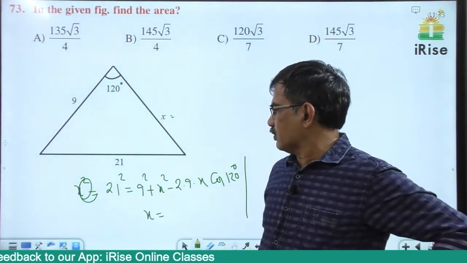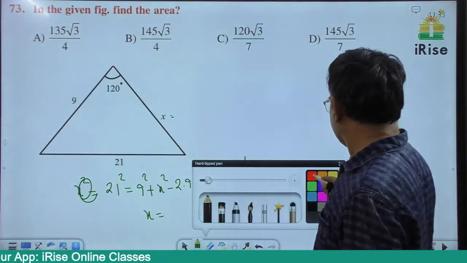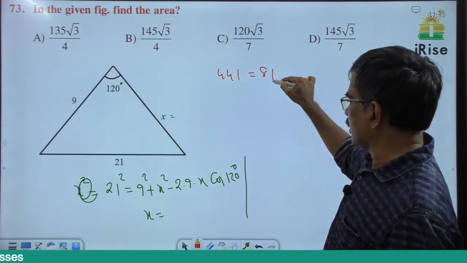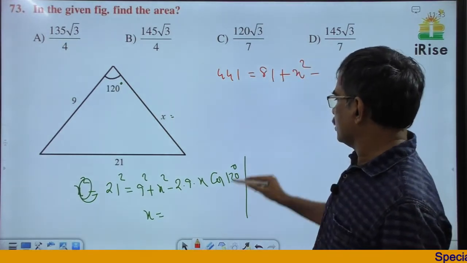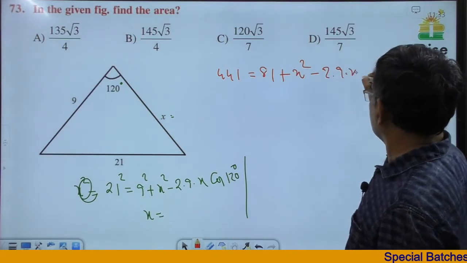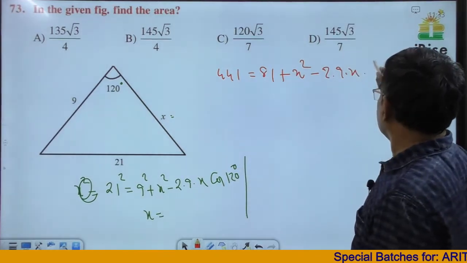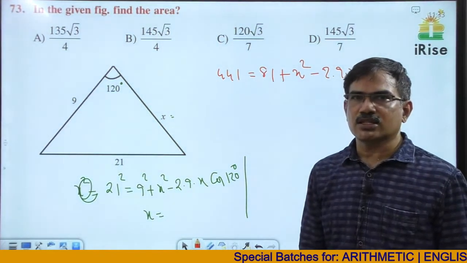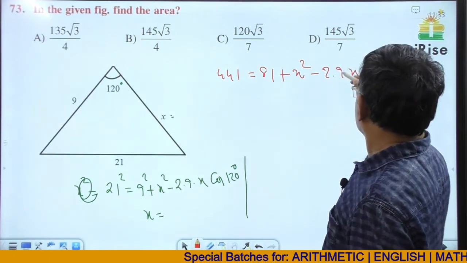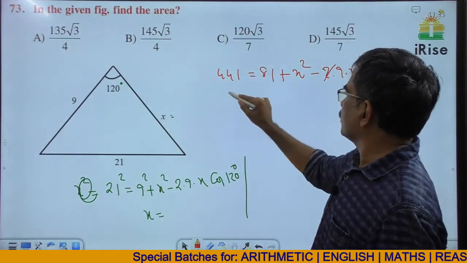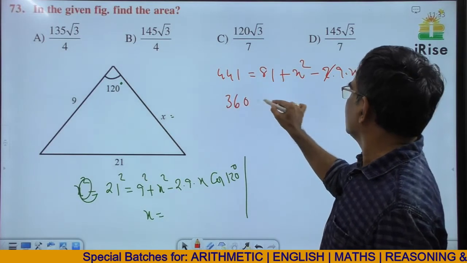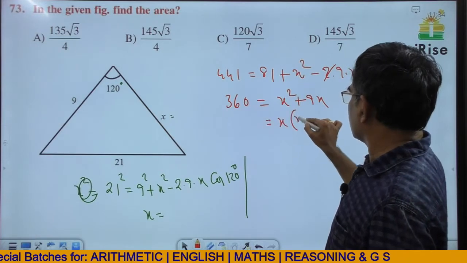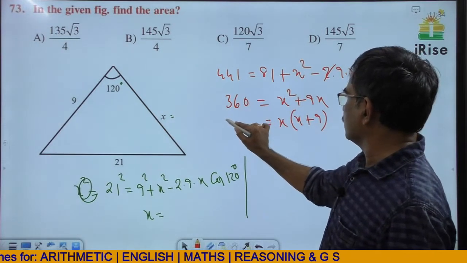So first I want to find the x value. 21 square is nothing but 441, equal to 81 plus x square minus 2 into 9 into x into cos 120. Cos 120 is minus 1 by 2. Cos 90 plus 30 is minus sin 30. Minus sin 30 is minus 1 by 2. 2 cancel. Transfer to this side. We get 360 is equal to x square plus 9x. This can be written as x into (x plus 9) is equal to 360.